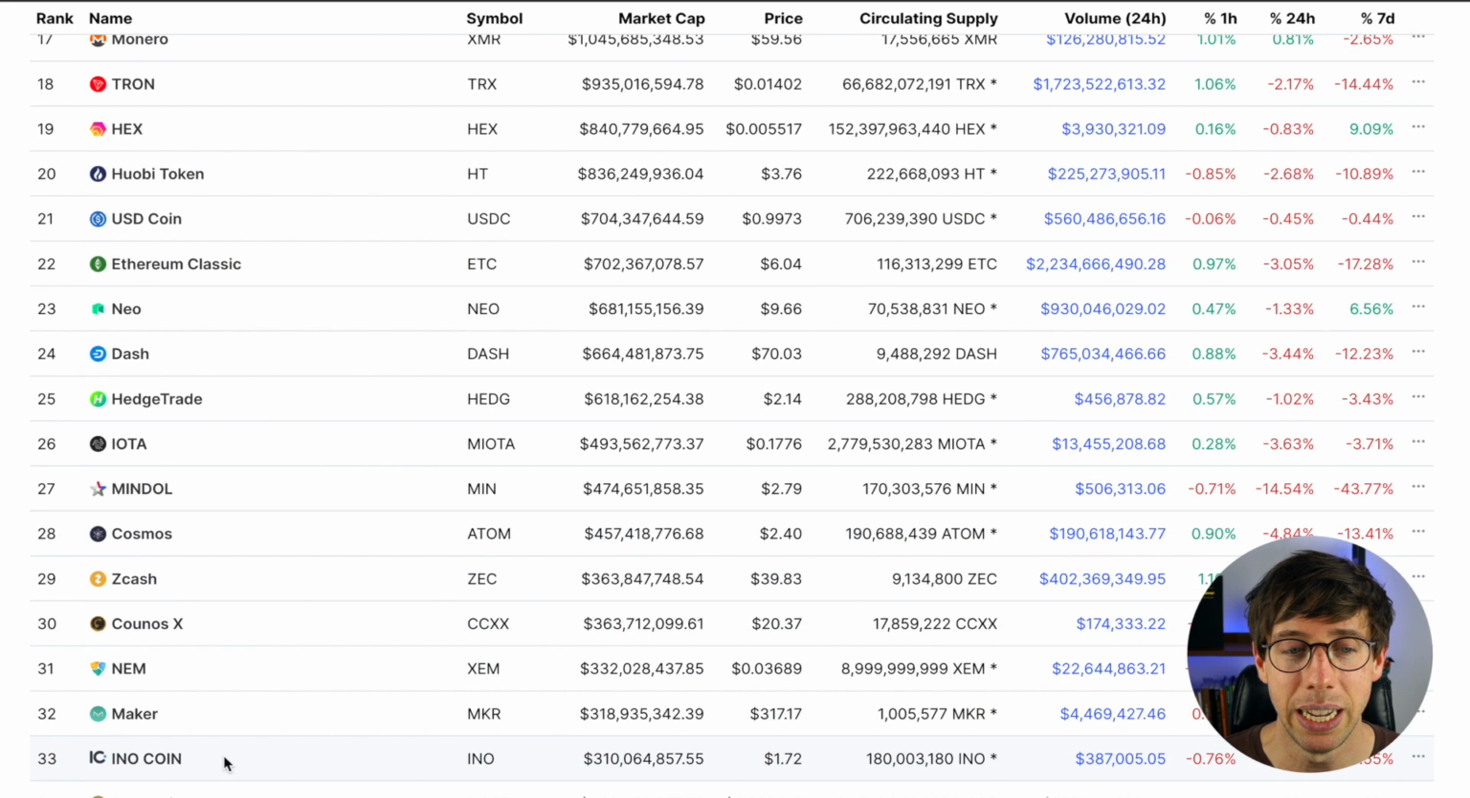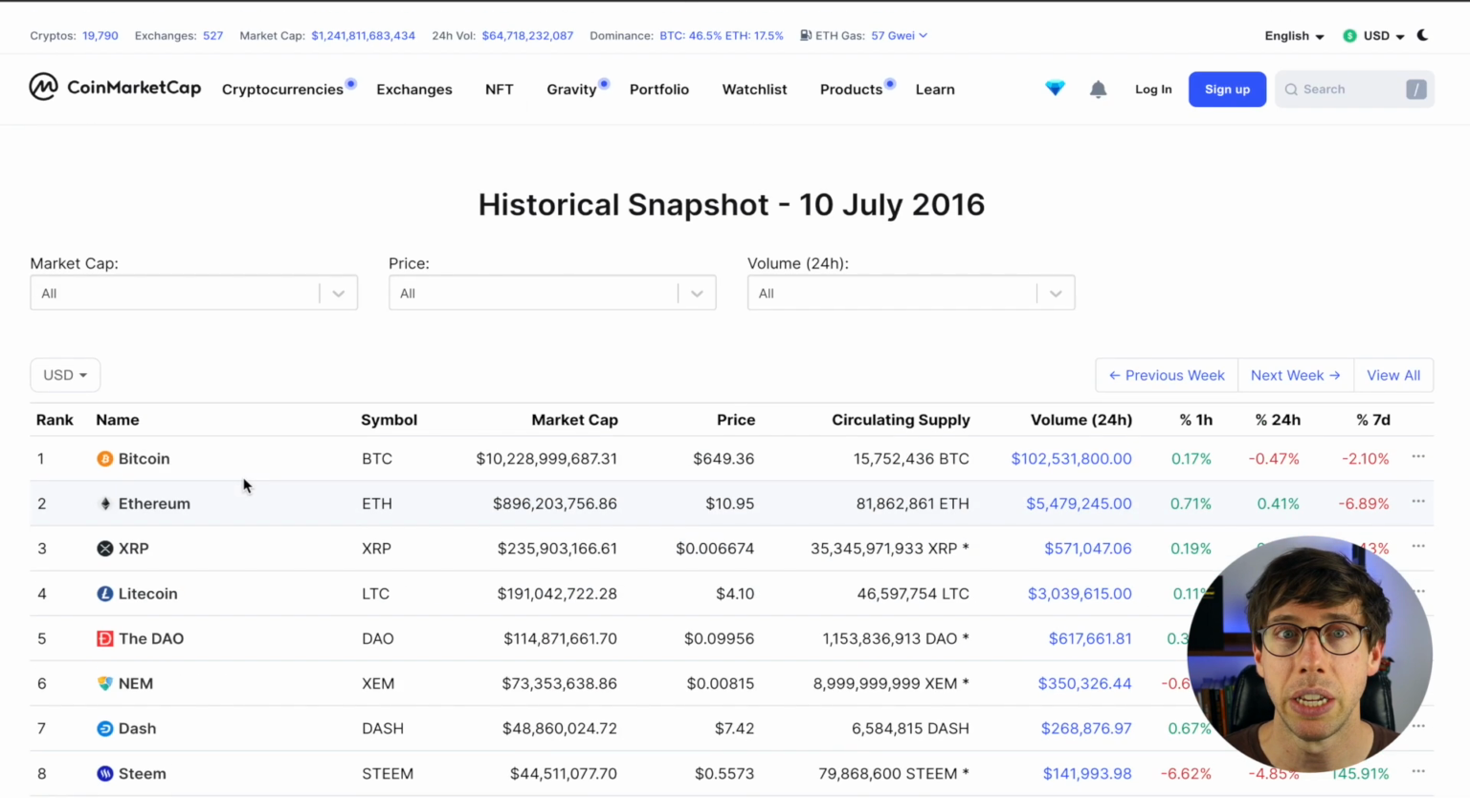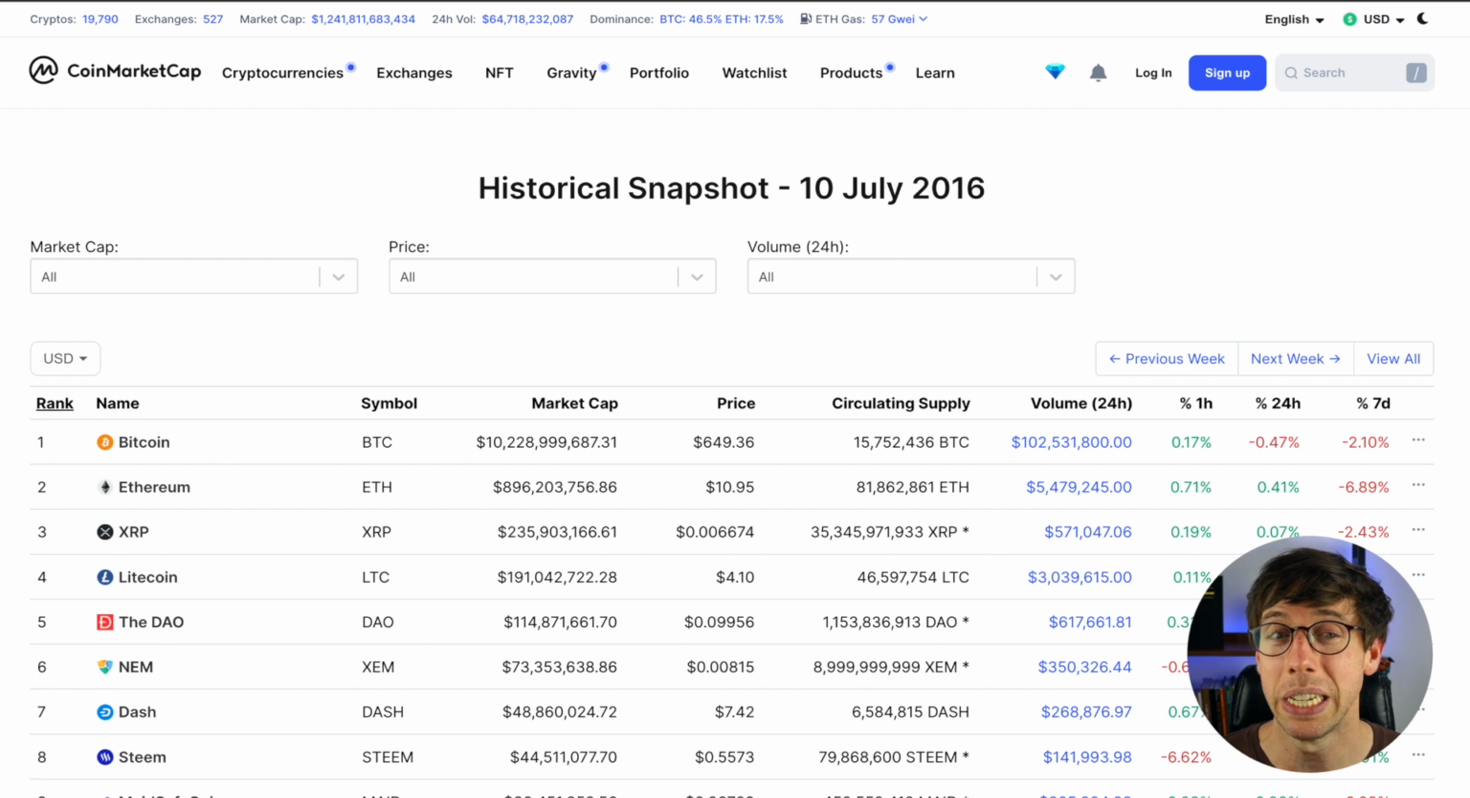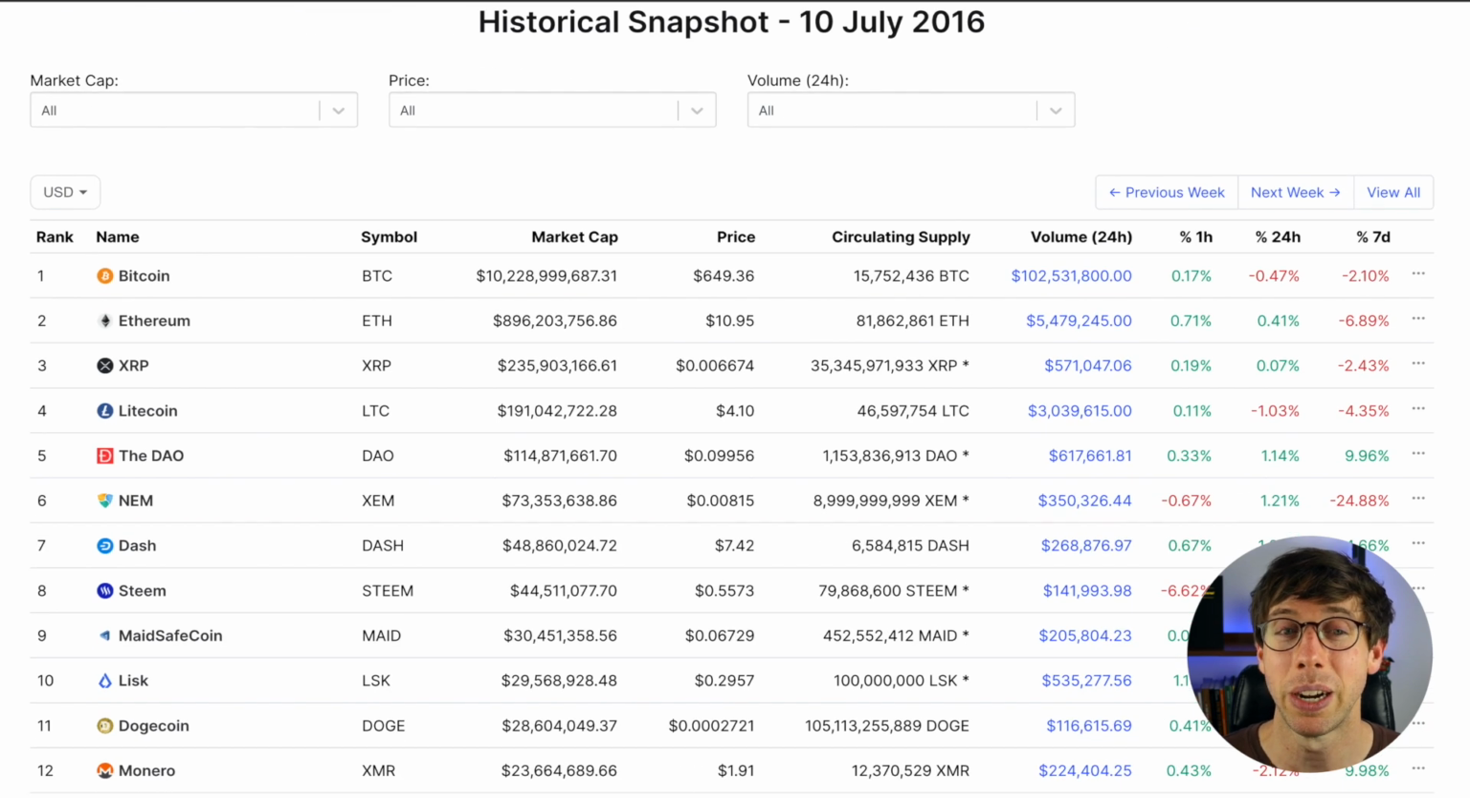And it's like, yeah, I guess so. But the list changes a lot, especially if we go back even farther. 2016, this was the market cap performers. DAO was here. And we even had MaidSafeCoin. Steem was up here at the top. Even NEM was at 6. Litecoin in itself being at 4 was crazy. And Lisk, Dogecoin was closer to the top 10 then than it was in 2020, but that's okay.